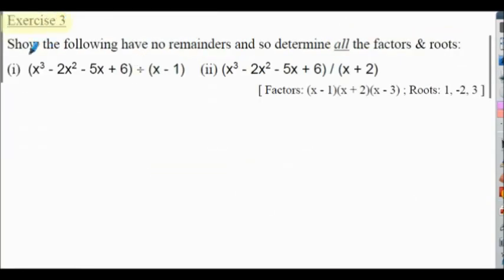Exercise 3, we're asked to show that the following have no remainders, so we're asked to determine all the factors and the roots. We're given two problems to solve in exercise 3. Problem 1, we have x cubed minus 2x squared minus 5x plus 6 divided by x minus 1, and the same dividend here, but this time divided by x plus 2. Answers shown in the square brackets here for the factors and for the roots.